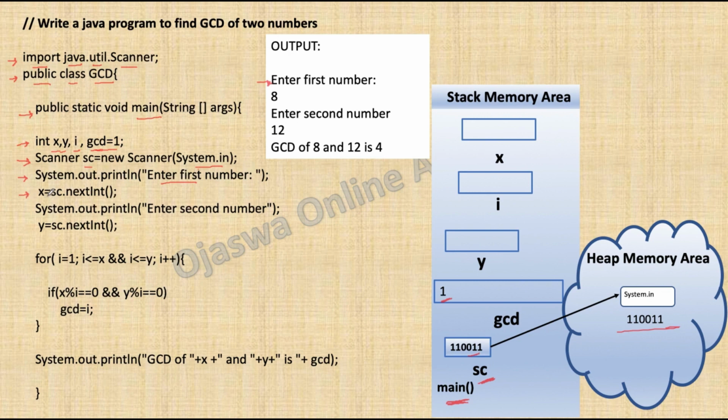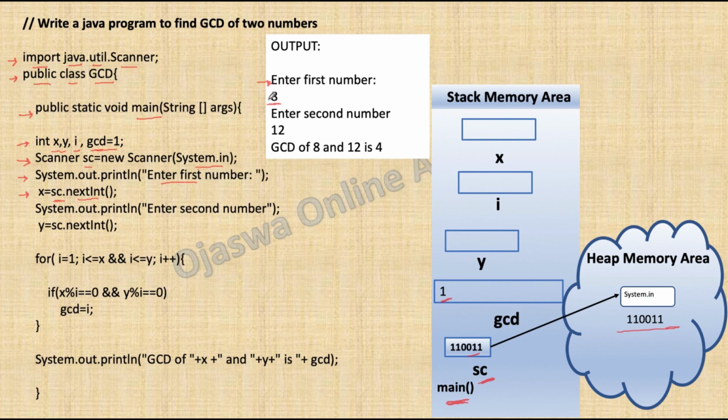Next statement is x equal to sc.nextInt. NextInt is the method belonging to Scanner class. That is why we are invoking this method using Scanner object sc. So if user enters number 8, nextInt method reads the input in an integer format. For example, user enters number 8.